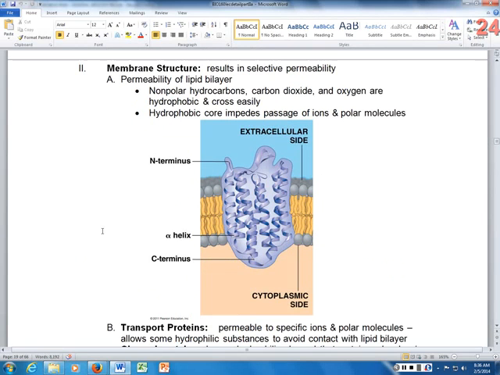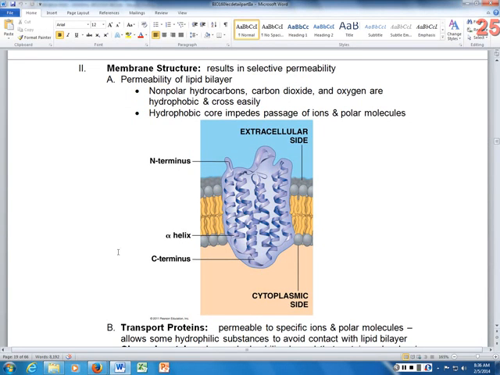So our membrane structure gives us the selective permeability. You've got your nonpolar hydrocarbons that are able to get through pretty easily. Things like carbon dioxide and oxygen are hydrophobic, and they can cross easily because they're really small. So they can go in and out of the membrane anywhere. So if we make our membrane a little bit bigger here, those can come and go through here.